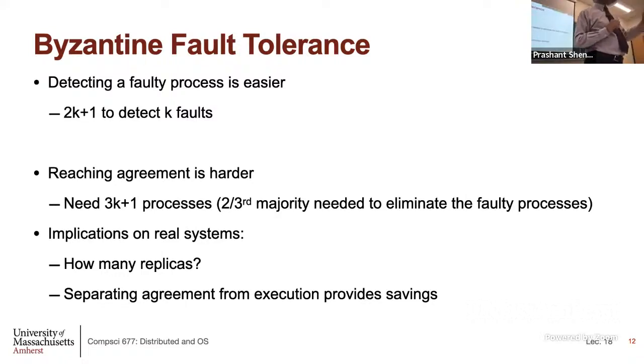So you have crash fault tolerance with K+1. In Byzantine fault, just to detect that there is a fault, 2K+1. If you want to detect and recover, you need 3K+1. So there's a lot of replication that you have to do in order to deal with Byzantine faults. Is this clear?